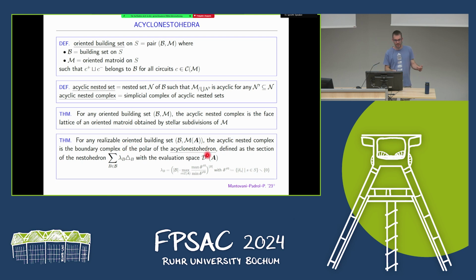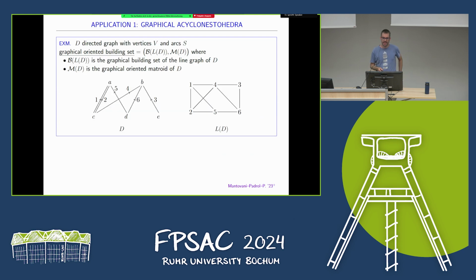So if you want a small coefficient, you will pay a lot. If you want a short proof, then you will have big coefficients. Okay, so let's do the graphical case, first application.